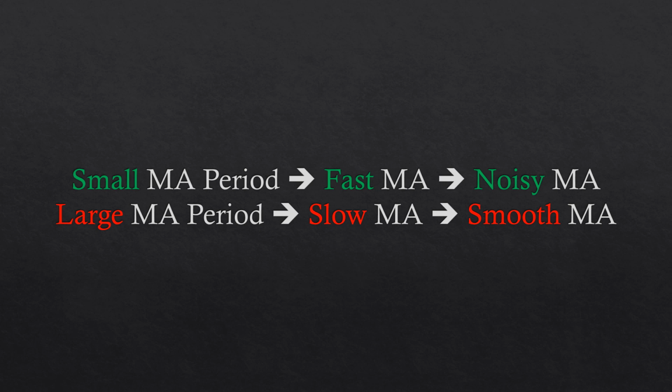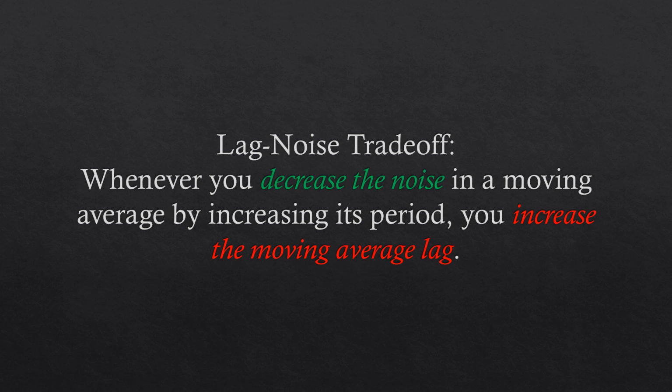Another property to notice is that the shorter the MA period, the noisier it is, and the larger the MA period, the smoother it is. These pieces of information form the lag noise trade-off in moving averages. Whenever you decrease the MA period, you get a faster MA, but you also get a noisier MA. Depending on what type of moving average strategy you use, a noisy MA can generate too many false signals. Whenever you increase the MA period, you get a smoother MA, but you also get a lot more lag.